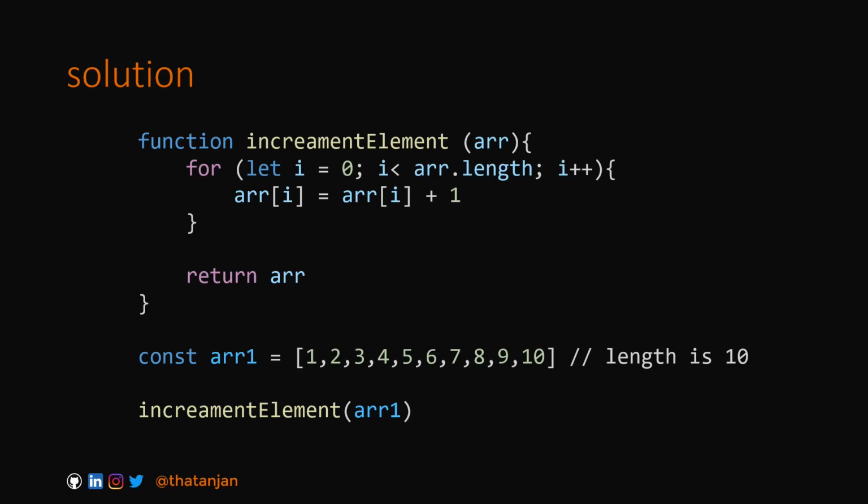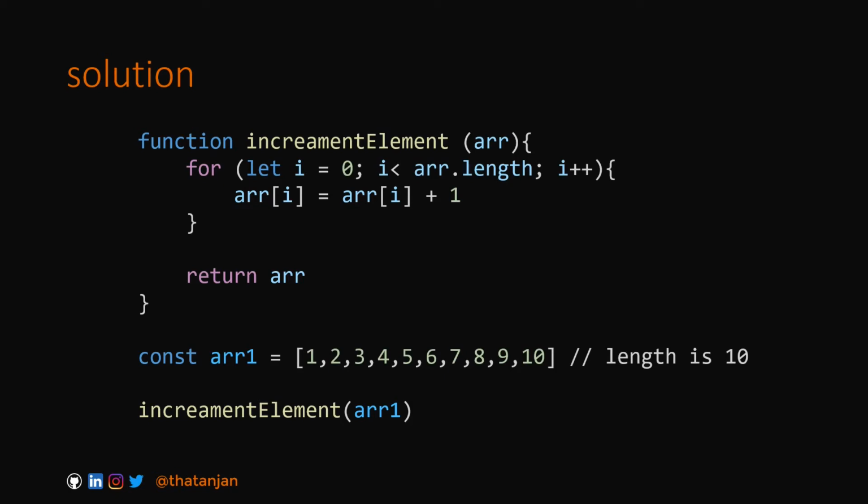Here is the solution. This function takes an array of numbers as input, then it will loop through every single element of the array and increment the element. Then it will return the array. This is an array of size 10, and I'm calling this function, passing the array as an argument. So how many steps did it take? For simplicity, let's not count the return statement as a step for now, because some people don't count the return statement as a step.